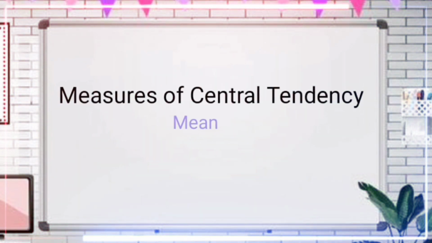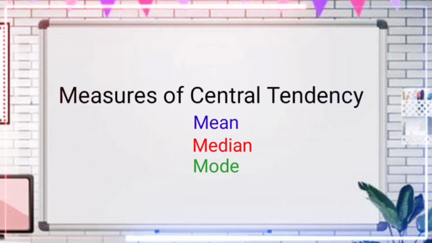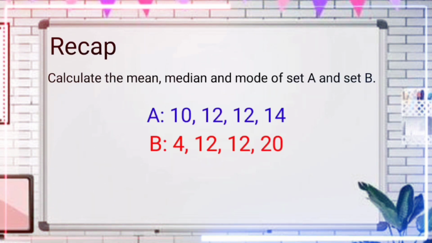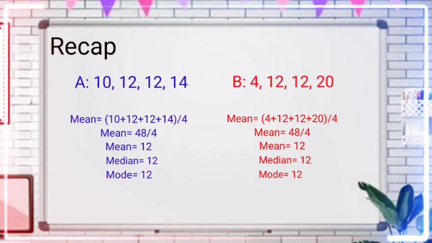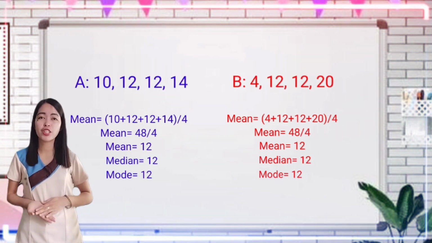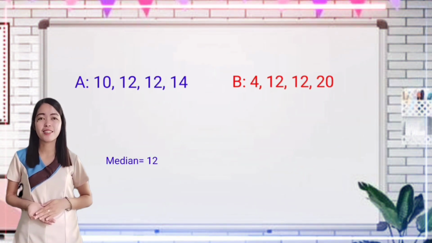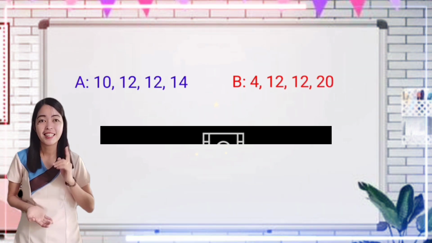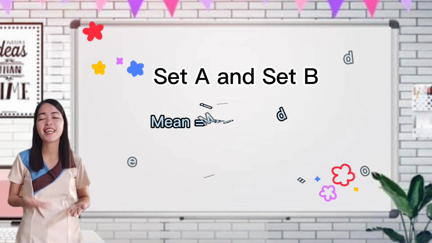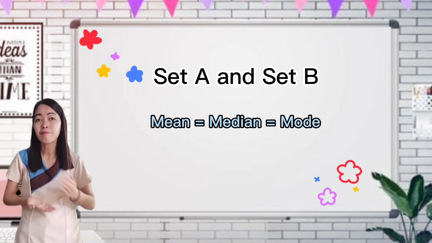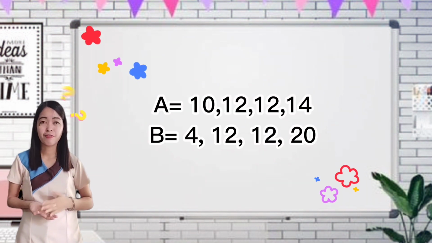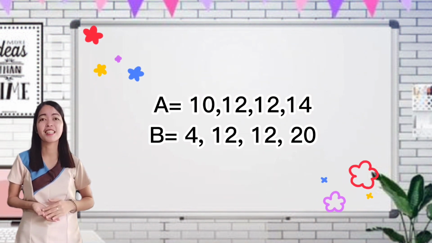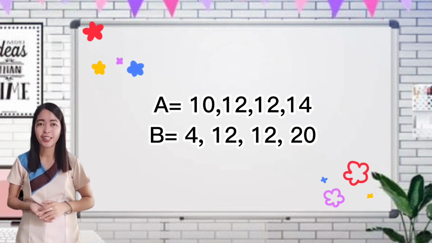Last time, you learned about the measures of central tendency: the mean, median, and mode. Now let's try to calculate the mean, median, and mode of set A and set B. What have you observed with the measures of central tendency of the two sets of data? Yes, you're right. Set A and set B have the same mean, median, and mode. How about the set of values? Of course, they differ in their set of values.